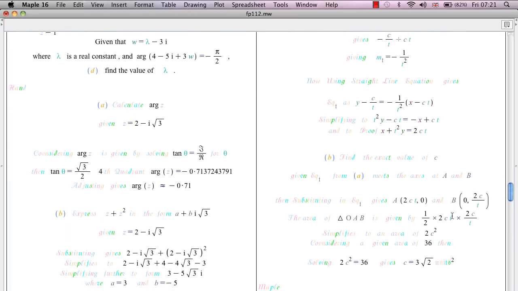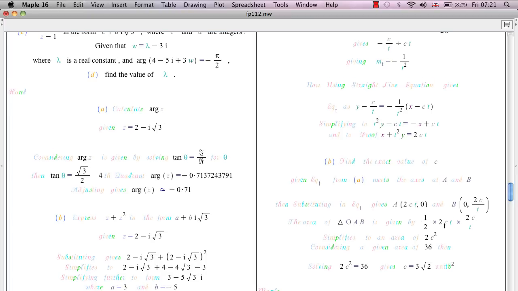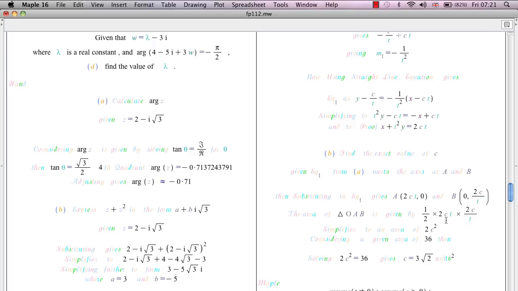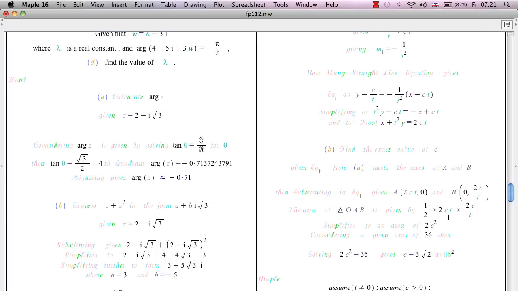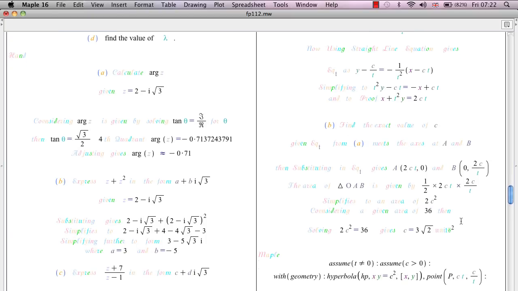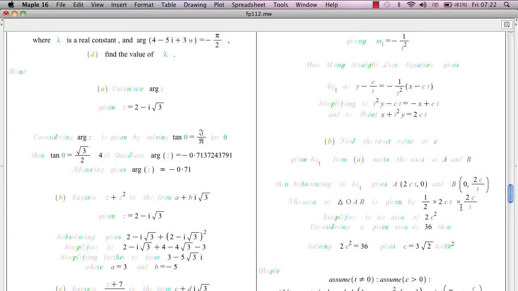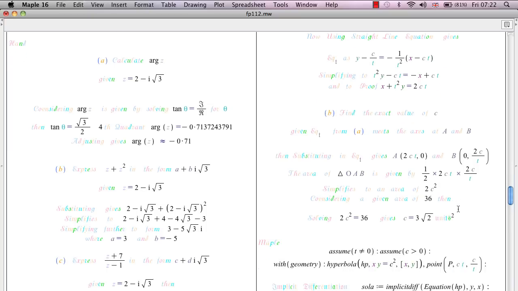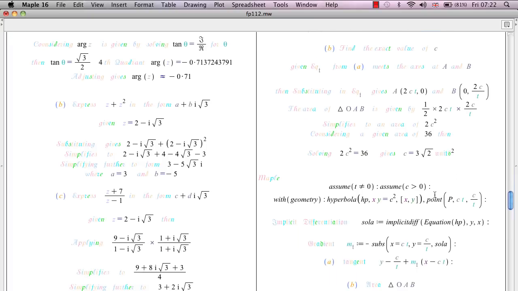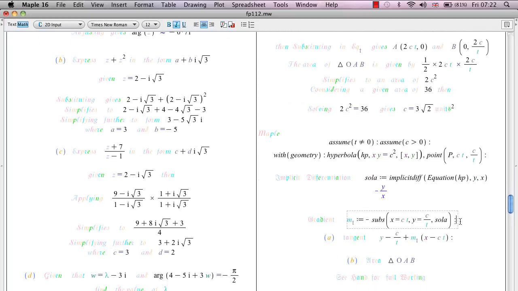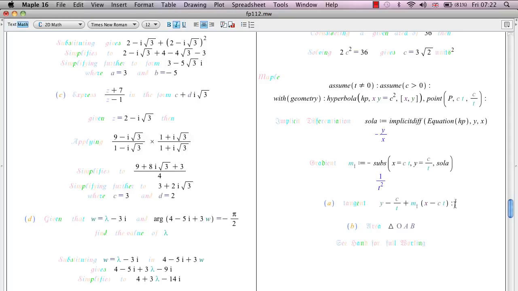So for the exact value of c in B, considering the triangle OAB, and as it crosses the axes at these points, substituting in the tangent equation, we can write down coordinates for A and B. And considering the area as 36 and the height will be 2c over t, applying the area formula gives 2c squared, and evaluating with 36 gives the exact value required. So our gradient and the tangent.